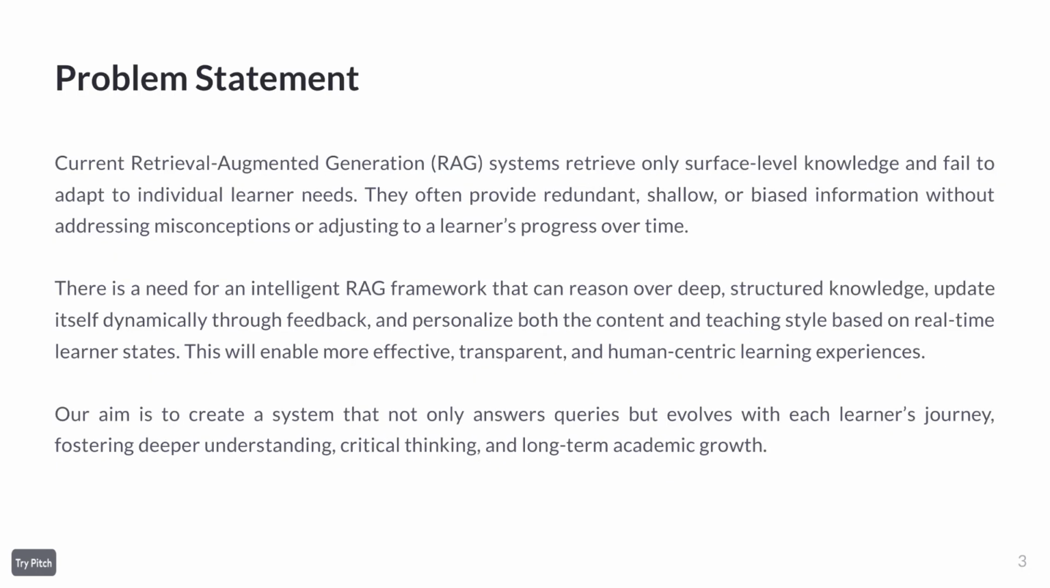Now let's understand what problem this system is solving. Most current tutoring systems focus on surface level retrieval without considering how learners differ in background, pace, or learning style. As a result, students often receive redundant, irrelevant, or even biased information, and the system makes no effort to adapt over time. There's no mechanism to track learners' progress, address specific weaknesses, or dynamically shift teaching strategies. In essence, these systems behave more like search engines and not like real teachers.